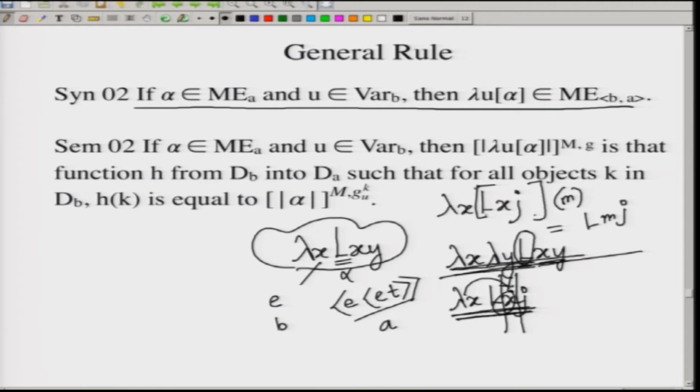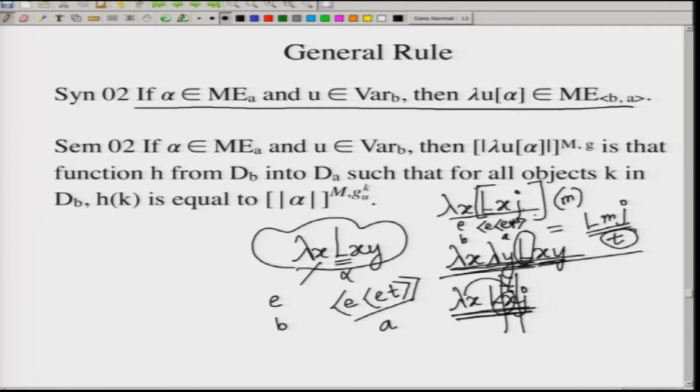And remember, what is the type of it? E to T. What is the type of this argument? E. In that case, when this is B and when this is A, what will be the type of this? Now, this will be the type B A. Of course, what it yields is the type T, but we are not talking about that. We are talking about the lambda expression.